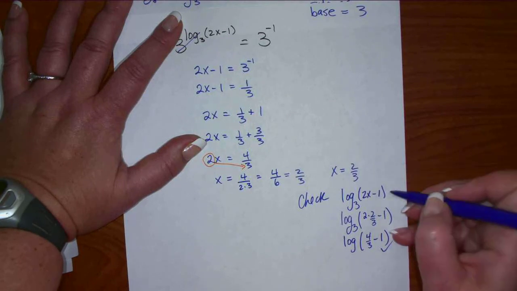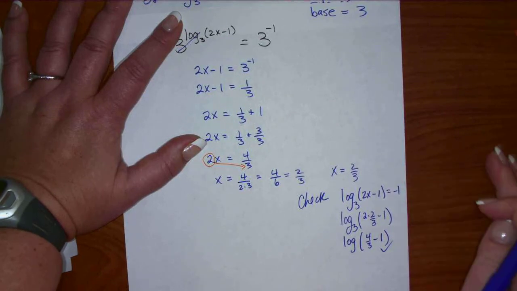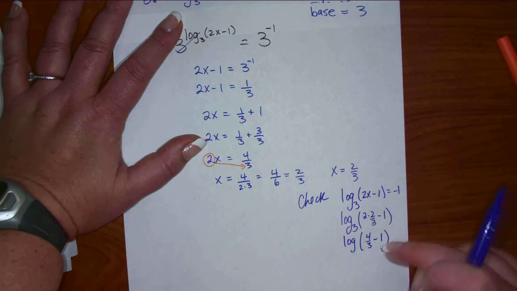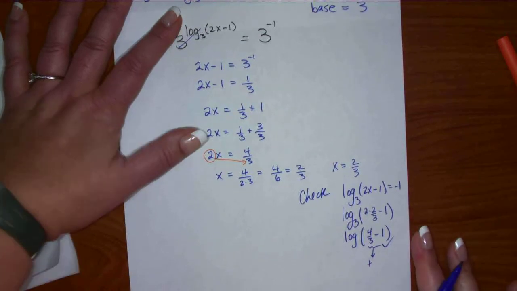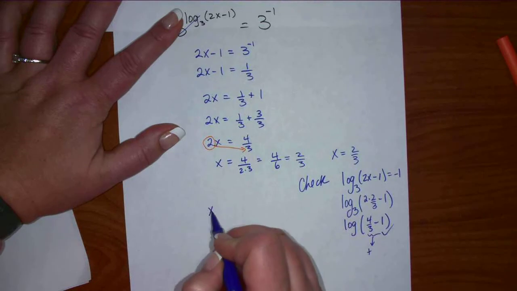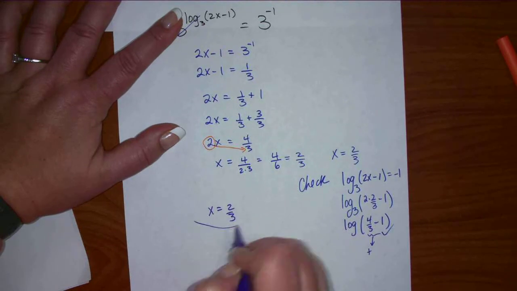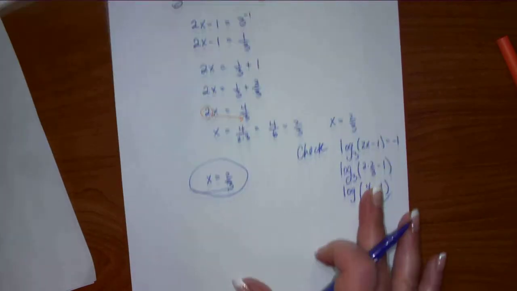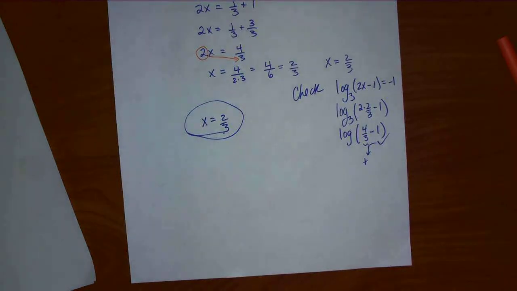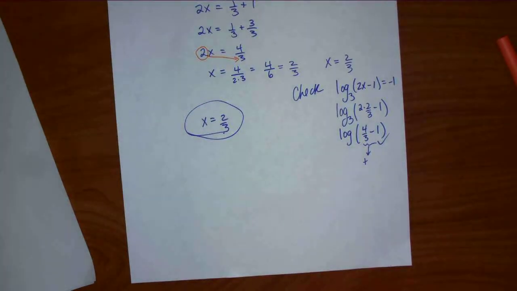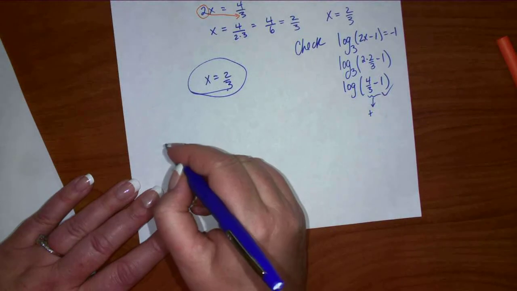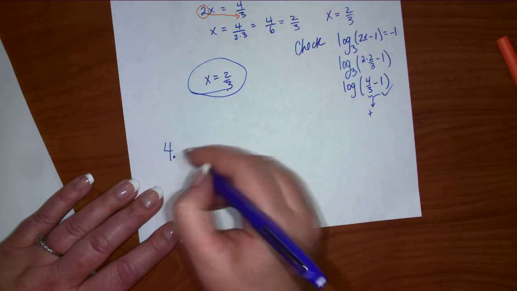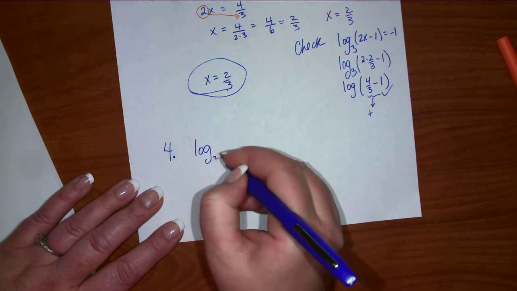And I didn't worry about the other side because that didn't have a log in it. You just want to make sure that this is positive. So that being said, x equals 2/3. Here's the answer. So that's if we don't have a log on both sides.